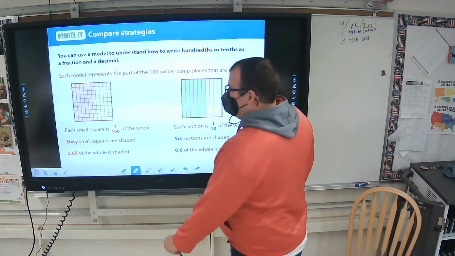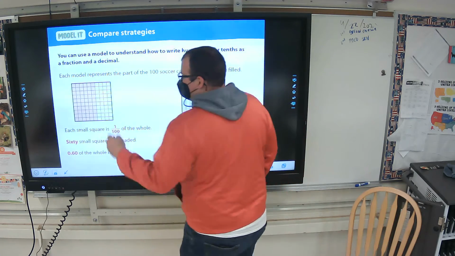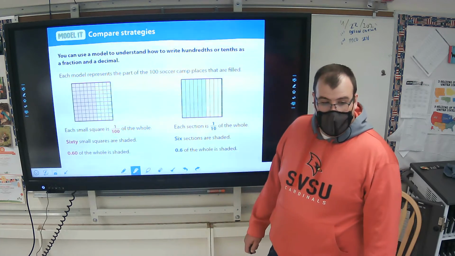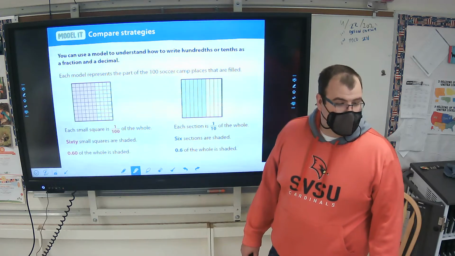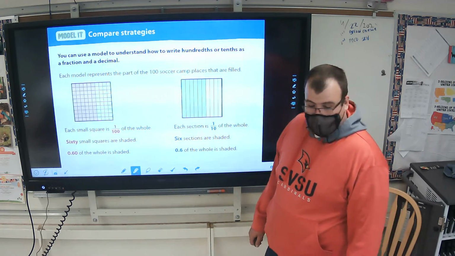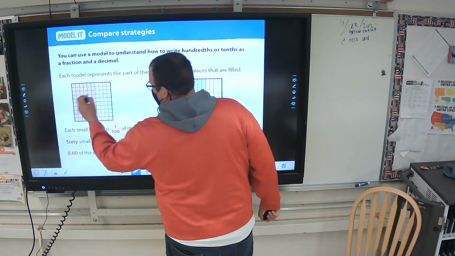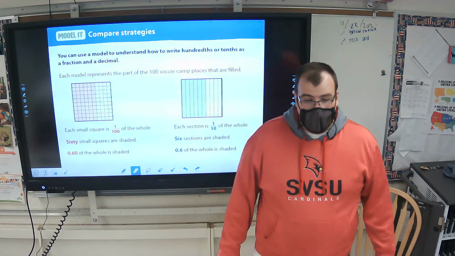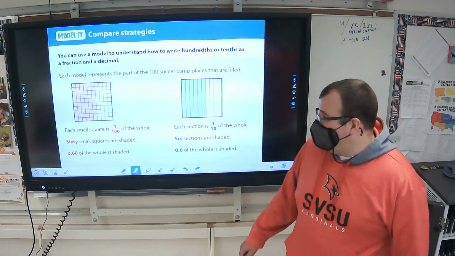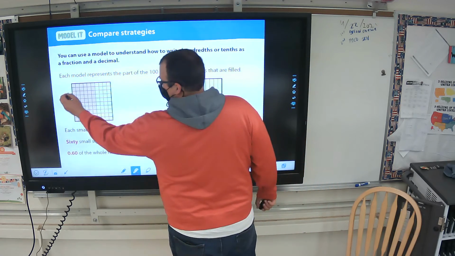Alright, so look, we have a square, right? What is that square divided into? Hundreds, right? So there's 100 little squares there. If we fill 60 of them in, it would look like this, right?